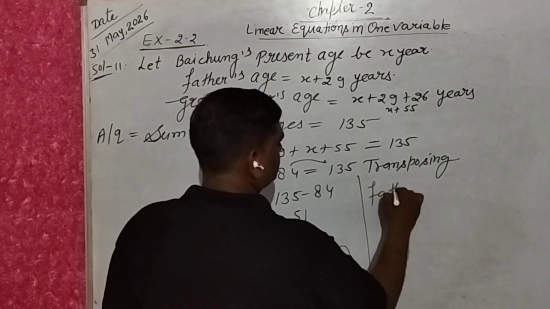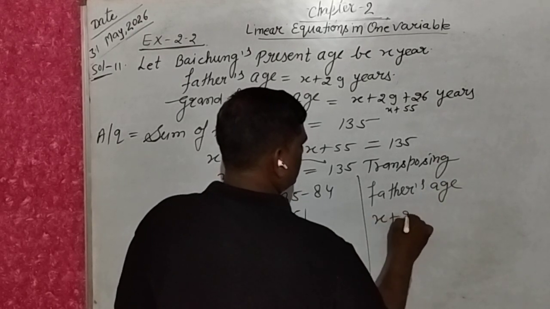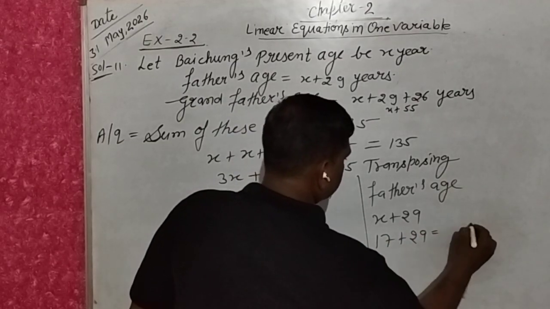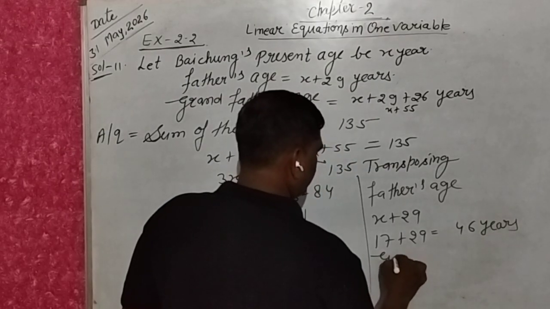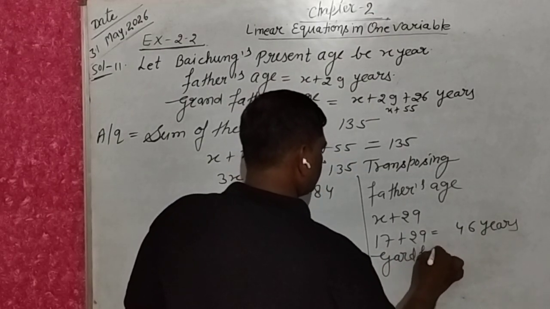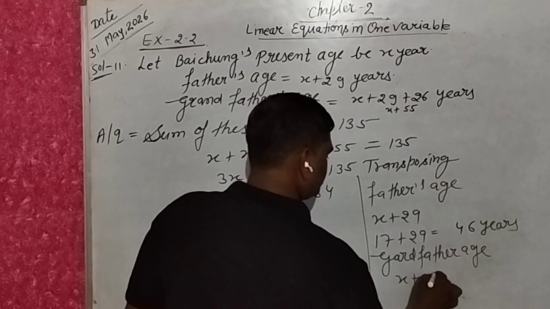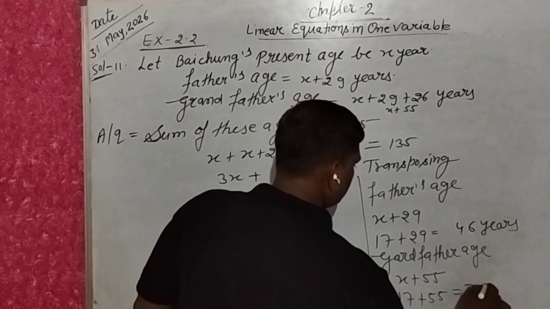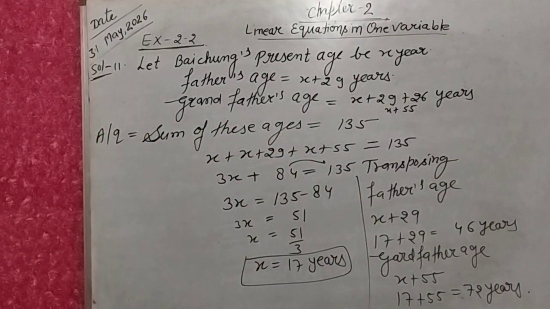Father is x plus 29. 17 plus 29 is equal to 46 years. Grandfather is x plus 55. 17 plus 55 is equal to 72 years. Are you understanding? You write down. Write down.